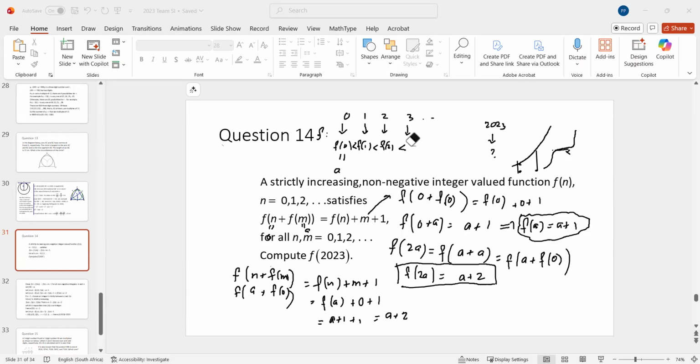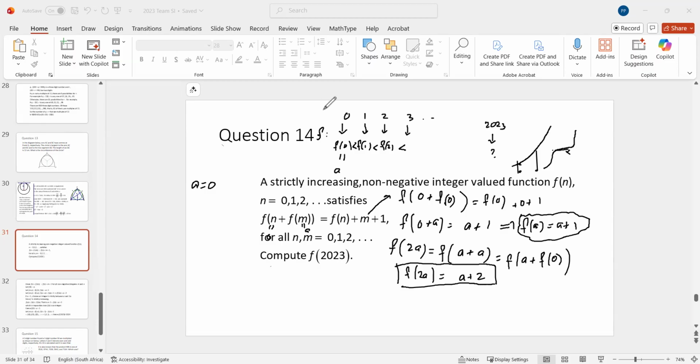And I'm trying to calculate f of 2023, so I'm trying to search for a proper formula for f of n. Right? Now, let's just concentrate on this a here. Is it possible that a equals 0? Is it possible that f of 0 is equal to 0?